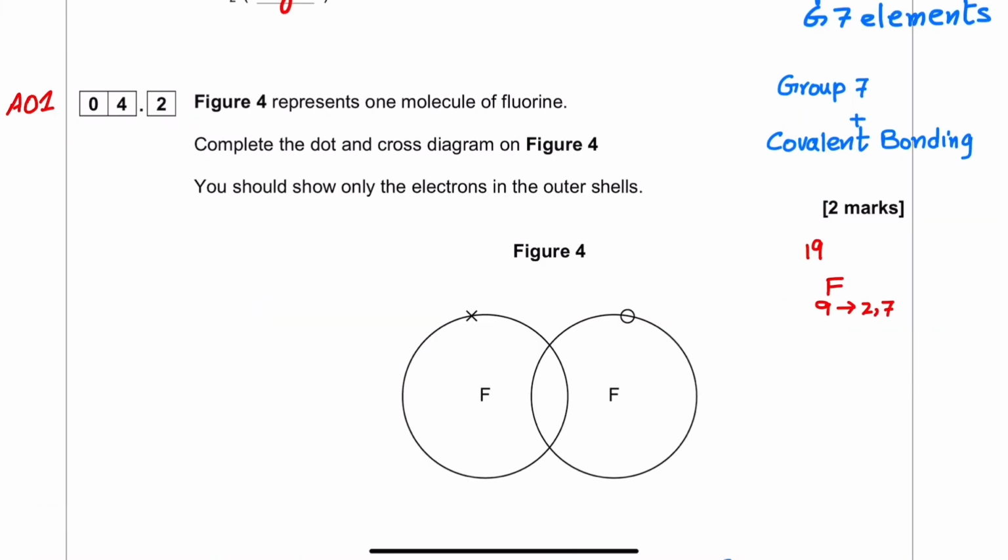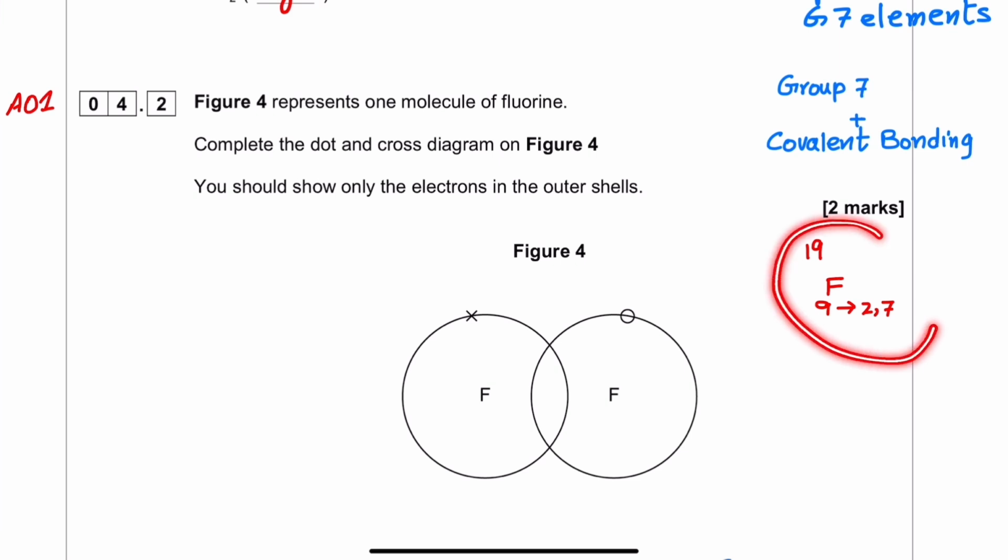4.2. It is an AO1 question. It is from group 7 elements and covalent bonding. Figure number 4 represents one molecule of fluorine. Complete the dot and cross diagram on figure number 4. You should show only the electrons in the outer shells.